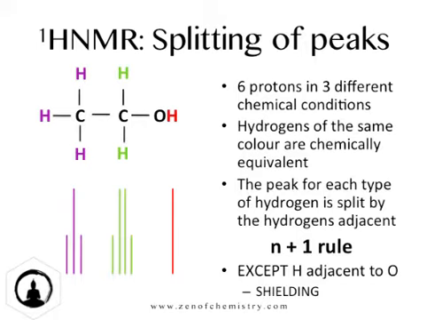Those groups of peaks are then split. So the groups of peaks are kind of like our low resolution NMR. The groups of peaks are then split by hydrogens that are adjacent or next door to each other. So in the case of these 3 hydrogens, they are next door to 2 hydrogens.